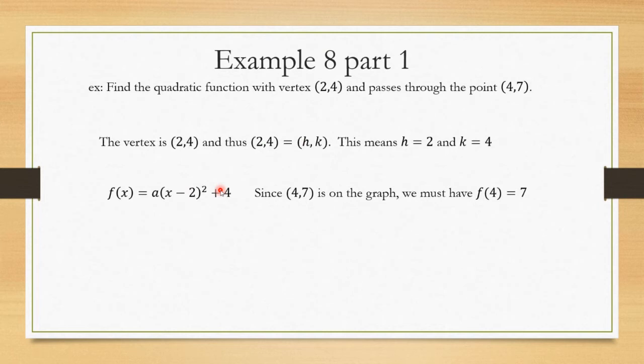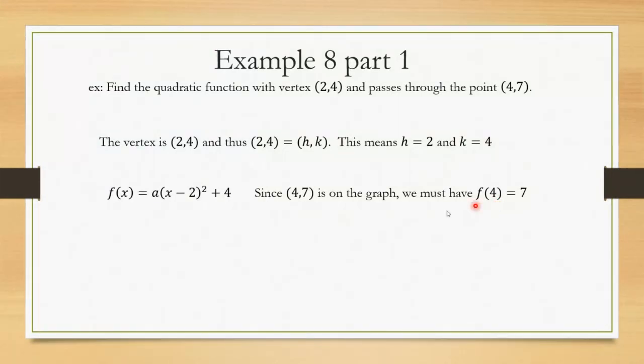Are we done yet? Well, no, because we have to figure out what a is. But how do we do that? Well, we know (4, 7) is on the graph. So that means f of 4 must equal 7. Okay? f of 4 must equal 7.